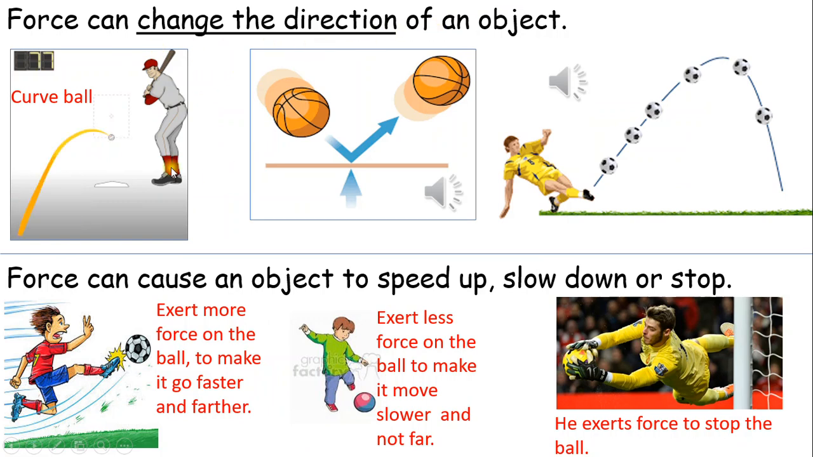The pitcher exerts force when he throws a curved ball to change the direction of it. Force can cause an object to speed up, slow down or stop. For example, exert more force to the ball to make it go faster and farther. Exert less force on the ball to make it move slower and not far. The goalie exerts force to stop the ball.